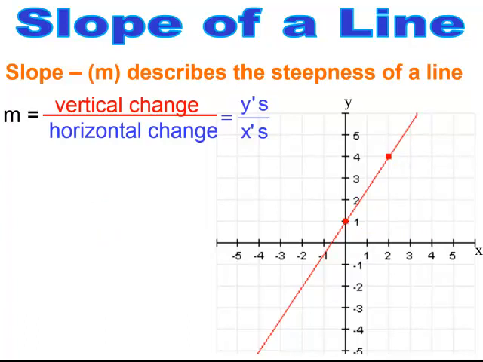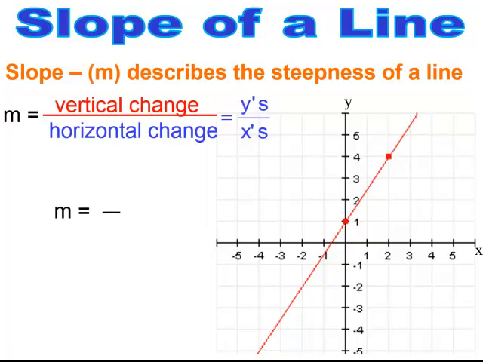Slope describes the steepness of a line. So when we're looking for the slope of the line, we're going to be looking for the vertical change over the horizontal change, or our y's over our x's. And when we talk about how to find it, we're going to be using two distinct points, and we're going to be counting or finding what the horizontal change is and what the vertical change is. Now slope is symbolized with a lowercase m. So the lowercase m represents our slope.